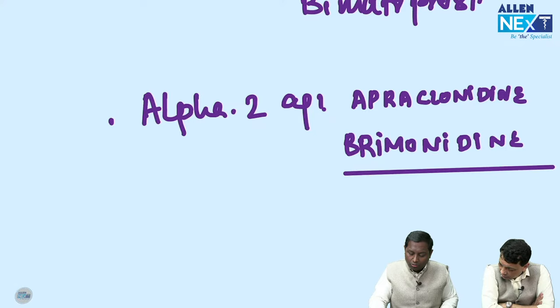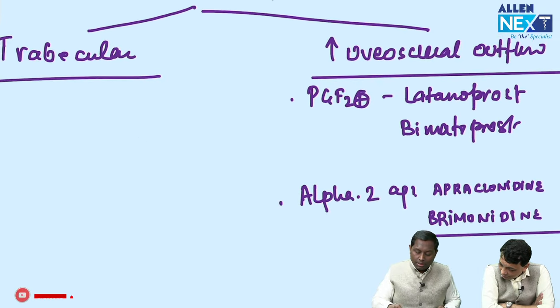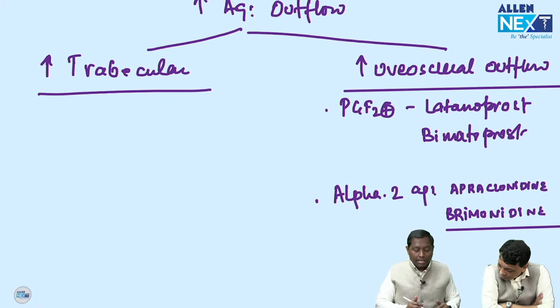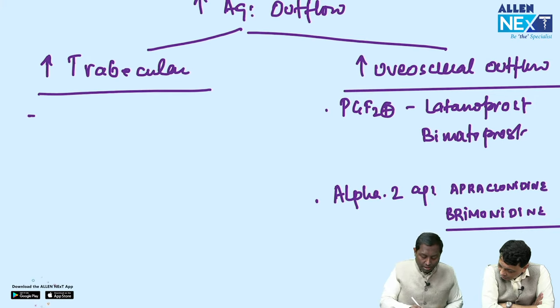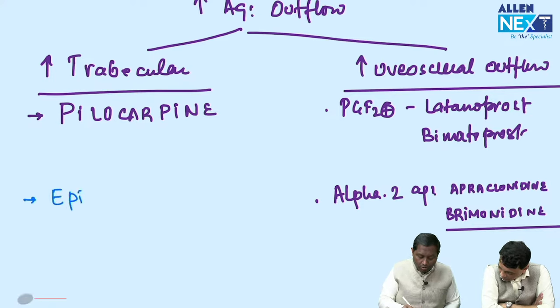They are centrally acting sympatholytics, and they also reduce aqueous formation, plus they increase the uveoscleral outflow. Now the second question comes: which of the following drugs can increase the trabecular outflow? For increasing the trabecular outflow, we have to give a miotic agent, and one of the very important miotic agents that we know is pilocarpine. But there is one more drug, sir, that is not commonly utilized. I believe the name of the drug is epinephrine, or its prodrug, dipivefrine.